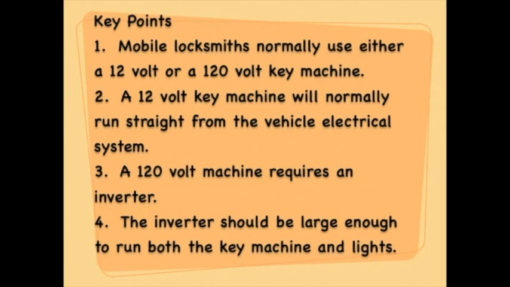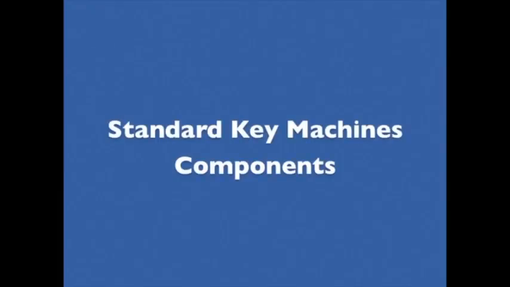Mobile locksmiths normally use either a 12-volt or 120-volt key machine. A 12-volt key machine will normally run straight from the vehicle electrical system. A 120-volt machine requires an inverter. The inverter should be large enough to run both the key machine and lights.